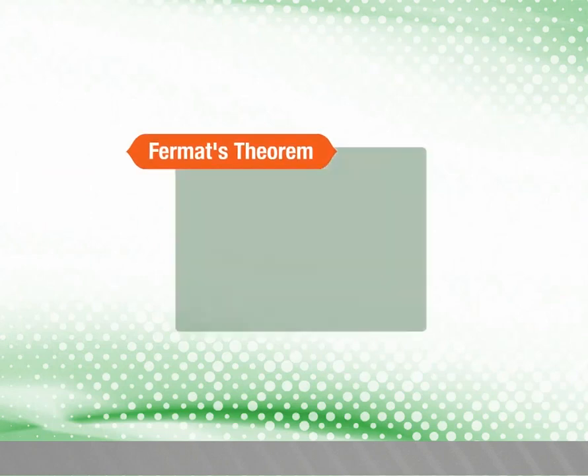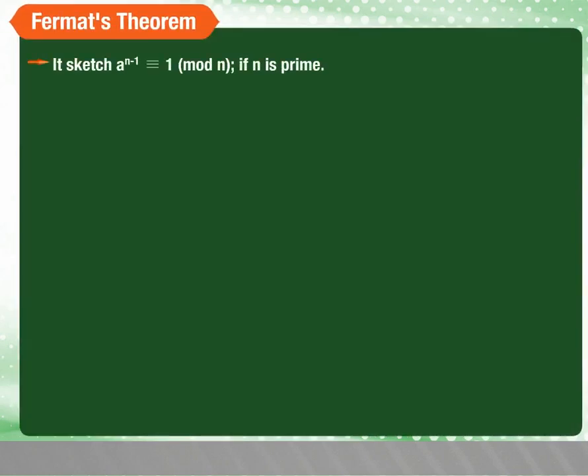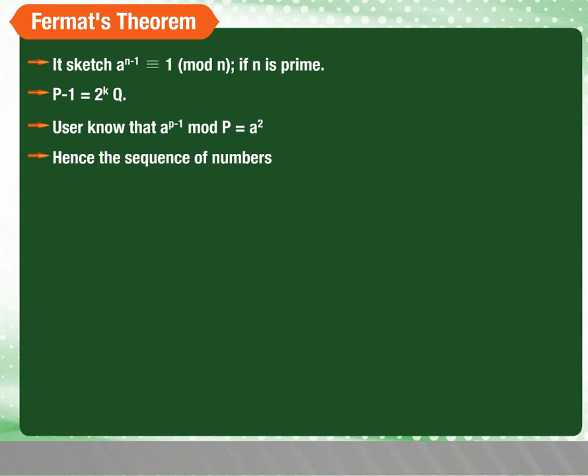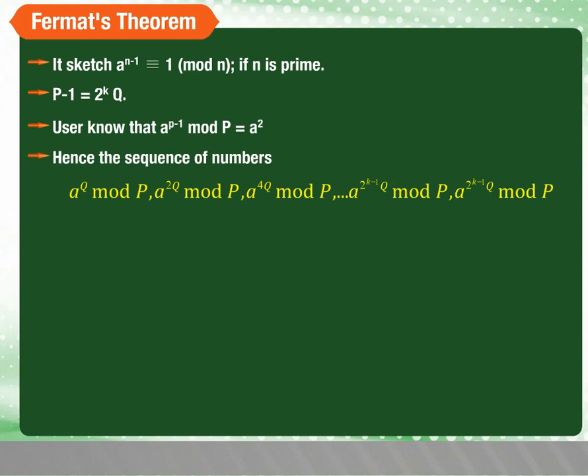Fermat's theorem. Its sketch: a power n minus 1 is congruent to 1 mod n if n is prime. p minus 1 is equal to 2 power k into q. We know that a power p minus 1 mod p is equal to 1. Hence the sequence of numbers a power q mod p, a power 2q mod p, a power 4q mod p, and so on up to a power 2 power k minus 1 into q mod p, a power 2 power k into q mod p. The last number in the list has value 1.